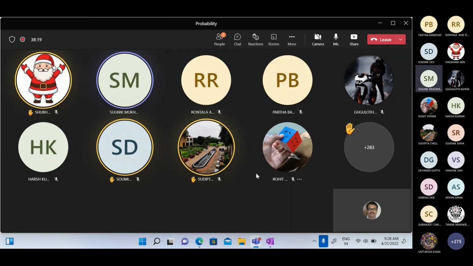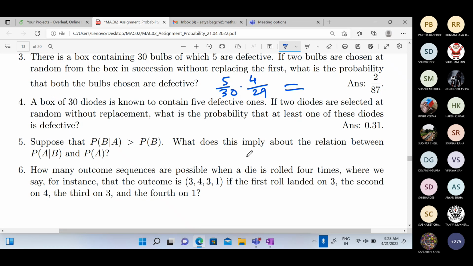I have a doubt here. Okay, let me clarify it. Please don't talk. I am clarifying for those who are feeling doubt about this problem. Here a box contains 30 diodes, out of that 5 defective. If 2 diodes are selected at random without replacement, what is the probability that at least one of these diodes is defective?